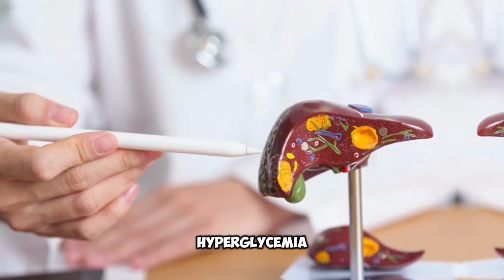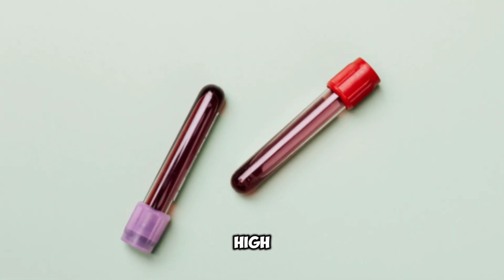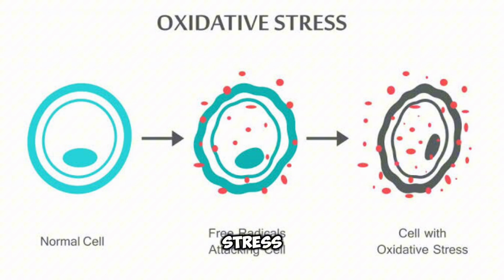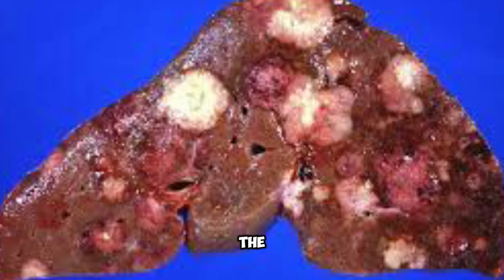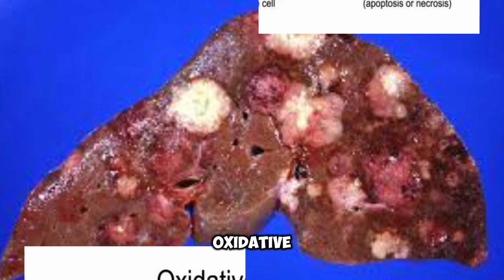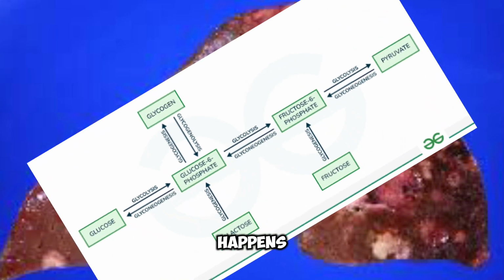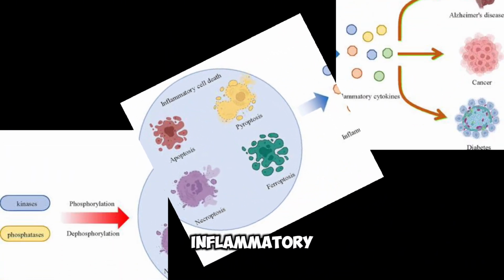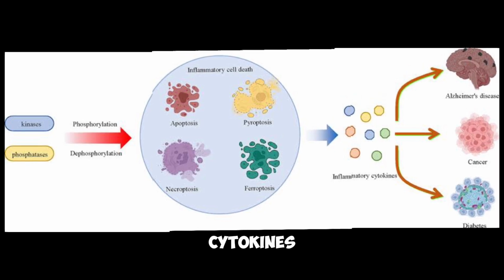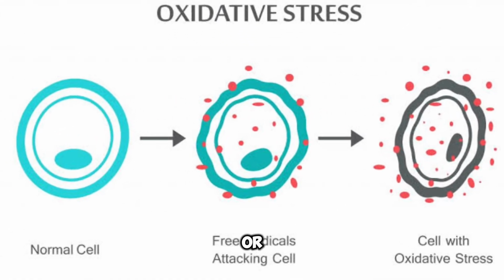Now, chronic hyperglycemia, or high blood sugar, and hyperinsulinemia, which is high insulin levels, cause oxidative stress and inflammation in the liver. Now, we all know by now that couldn't be good. But how does this impact the liver? Well, oxidative stress, also known as reactive oxygen species, ROS, happens during high glucose metabolism and damages liver cells, causing an inflammatory response and releasing cytokines, thus leading to liver cell injury and promoting fibrosis or scarring.